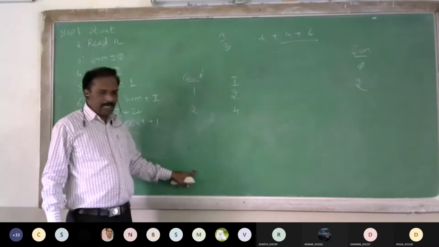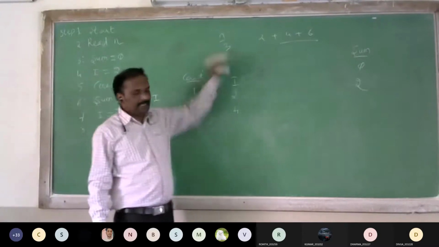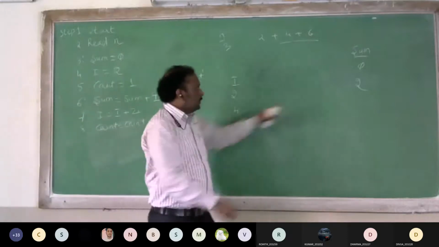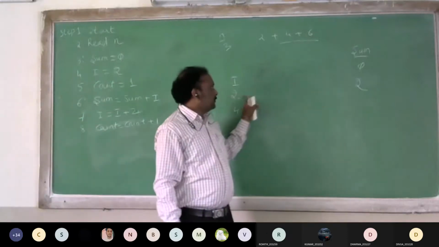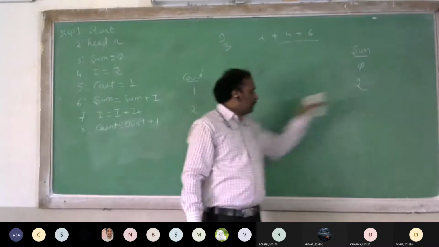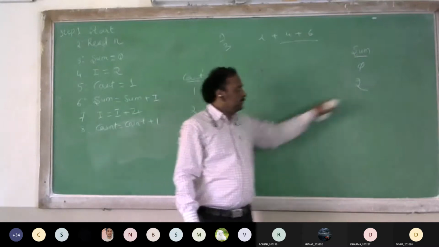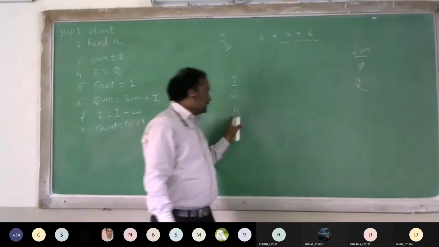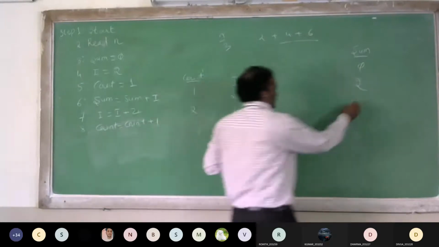How many numbers do we need to add like this? We need to add 3 numbers. The first number we have got, we have added to sum, so 0 plus 2 has become 2. Now we have got the second number. Add the second number to sum. What is the correct value of sum? Sum is 2. 2 plus 4, 6.